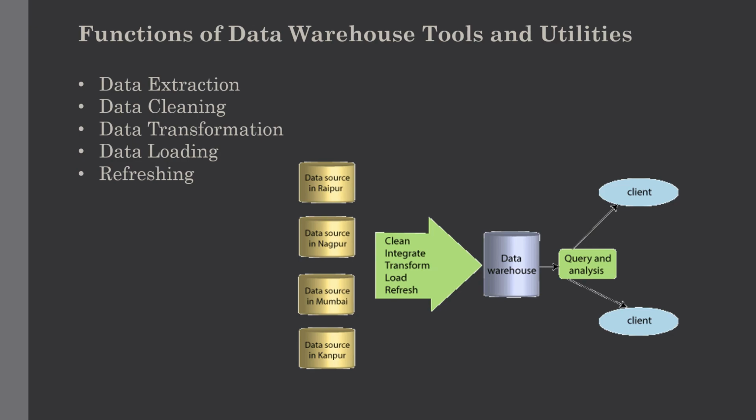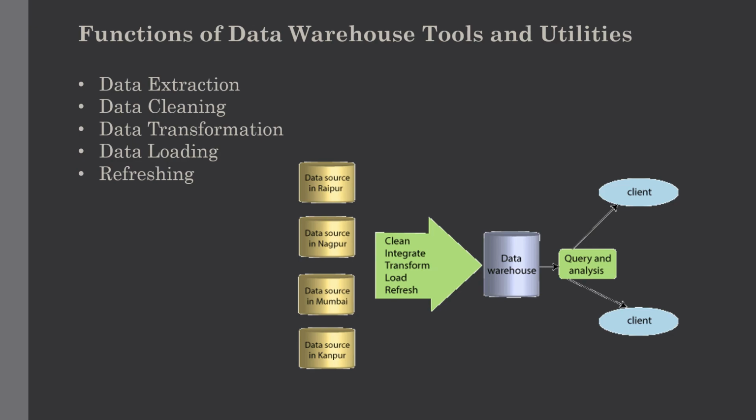The next process is data transformation. Data transformation involves converting the data from the source format to the warehouse format. The source format may not be ideal to store in the data warehouse, so it will be transformed into the warehouse format, which will be more efficient for querying and analysis.